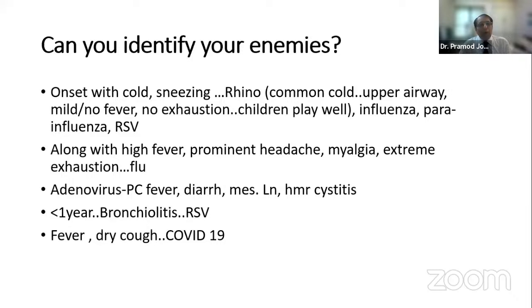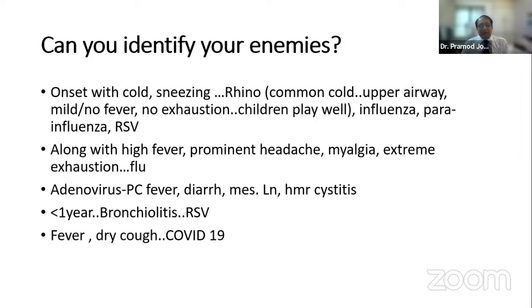However, along with high fever, if there is predominant headache, muscle pain, and extreme weakness, okay, you must think of flu, particularly when the fever comes with chills, okay. If it's adenovirus, I just told you that there is pharyngoconjunctival fever, along with some non-respiratory manifestations like diarrhea or a mesenteric lymphadenitis or a hemorrhagic cystitis, where the child might have hematuria, okay.